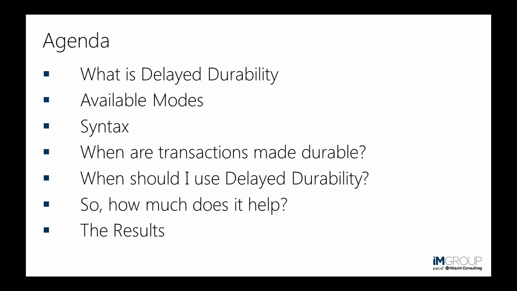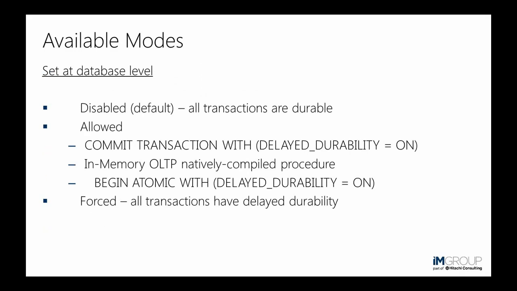The second option is that delayed durability transactions are allowed, as in by default when the transaction executes it will still be fully durable. So if you changed your database to allow delayed durability transactions but made no changes to your applications calling it, then nothing would change. However, making use of the new extension to the commit transaction using the keyword delayed durability on, we can target specific transactions to have delayed durability.